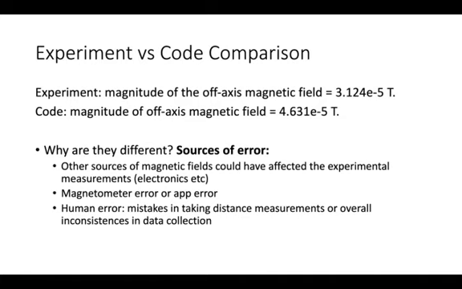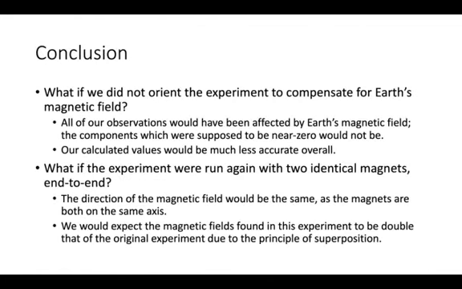In our experiment, we got a magnitude of the off-axis magnetic field to be 3.124e-5, and the code got the magnitude to be 4.631e-5 Tesla. So why are they different? There could have been potential sources of error. Other sources of magnetic fields could have affected the experimental measurements, such as electronics. There could have been a magnetometer error or an app error, or there could have been human error, so we could have made mistakes in taking distance measurements or overall inconsistencies in data collection.